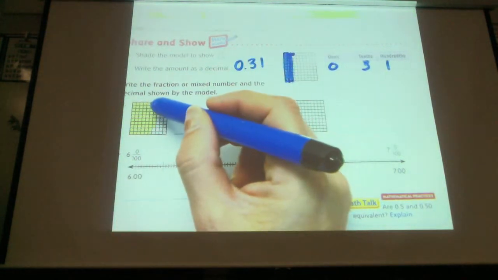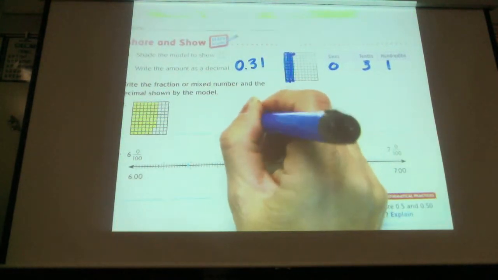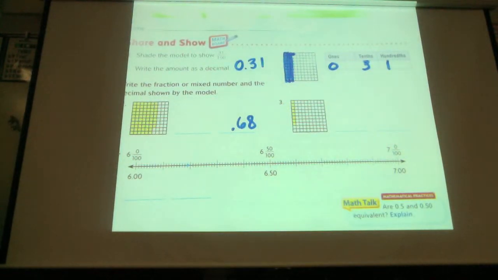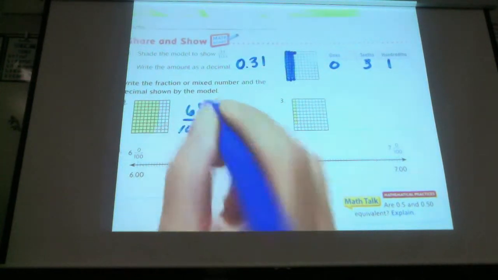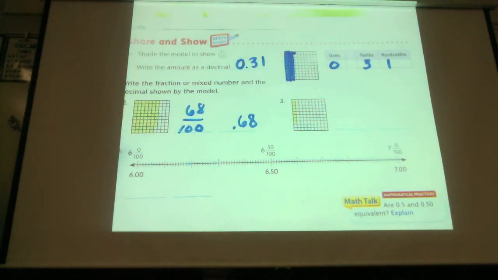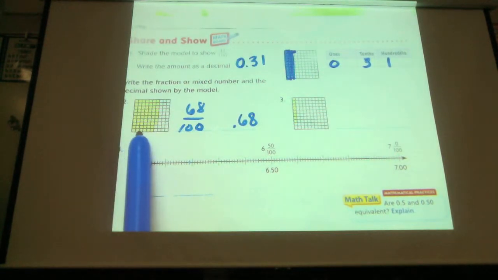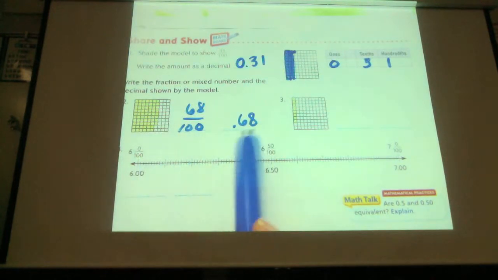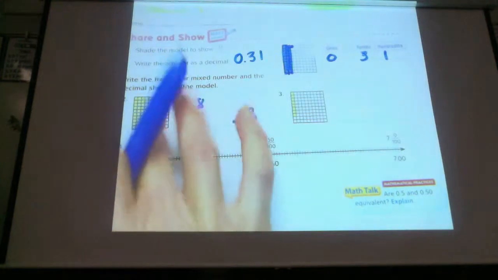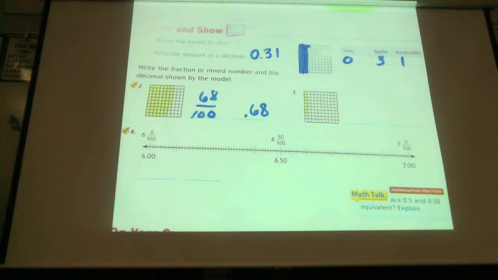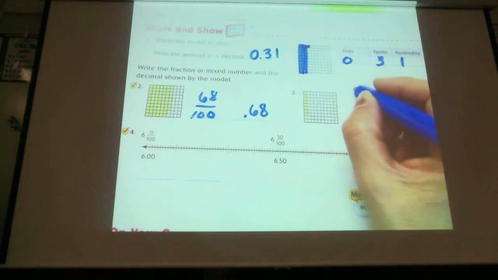There's 8. So if I count these 1, 2, 3, 4, 5, 6, 7, 8. So I have 68/100, which would look like, if I was just counting these first, I'd say 10, 20, 30, 40, 50, 60. Count the ones, 68 hundredths. Or I can count them like this. 1/10, 2/10, 3/10, 4/10, 5/10, 6/10, and then the 8 hundredths that are not part of the tenths. Whichever works for you.